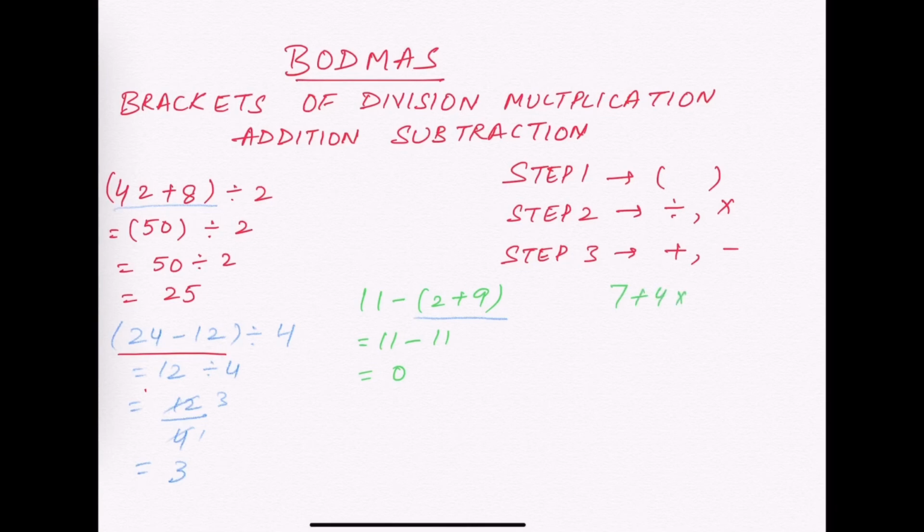7 plus 4 in the bracket, times 5. 7 plus 4, we need to solve this one first, because it's in brackets, which is 11 times 5, which equals 55.